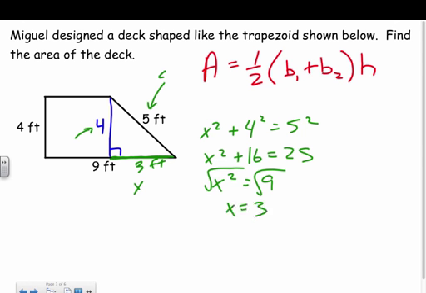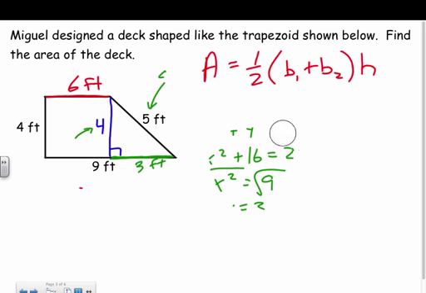Well, how does that help us? Well, if that's 3, and this entire piece is 9, that means this part of it has to be 9 minus 3, which is 6 feet. So there we go. Now I solved for my other base.